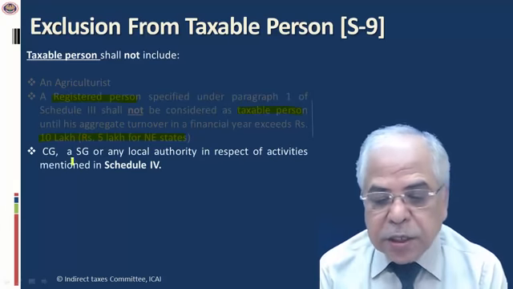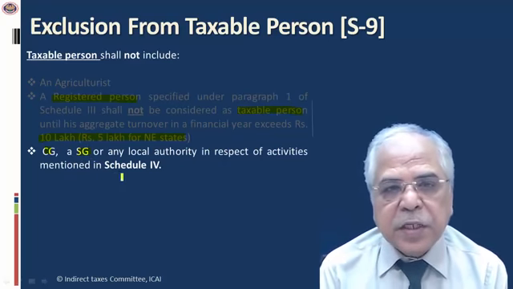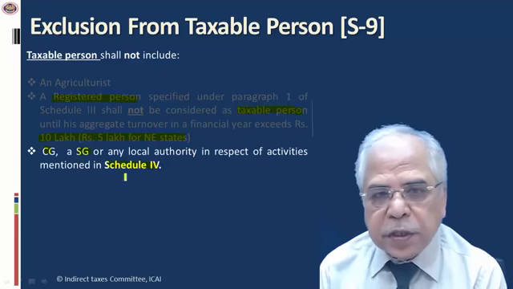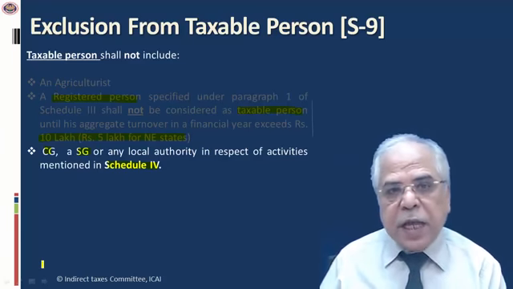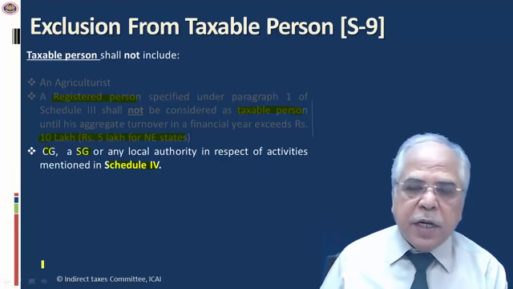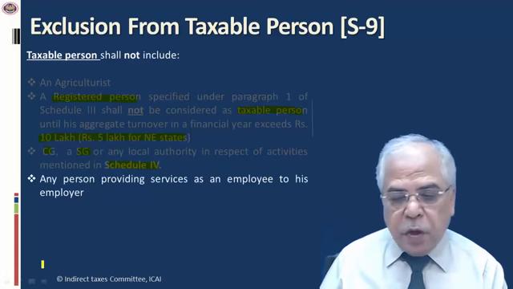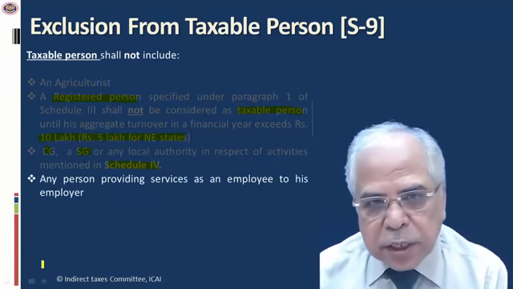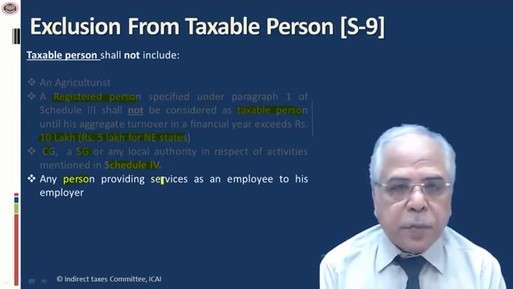Central government, state government or any local authority, with respect to the activities defined in Schedule 4, which are in the nature of sovereign functions of the government, shall not be considered a taxable person only for those activities. I am again cautioning you, if the government is carrying out any activity which is not specified in Schedule 4, they will also be covered under GST. They will also have to seek registration and accordingly comply with the provisions of law. And then there is the exclusion which is already there: any person providing service as an employee to his employer.